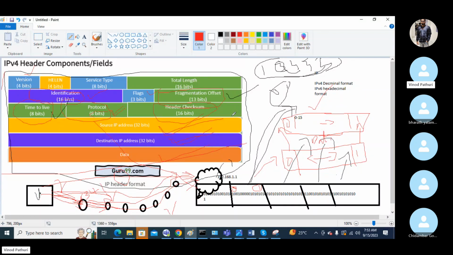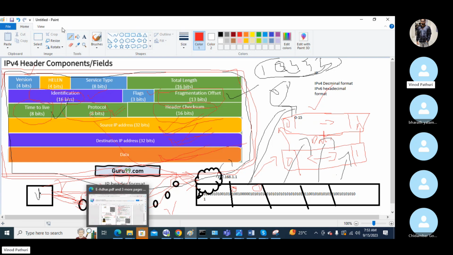And the last one is the header checksum. By considering that header checksum, it will verify the packet and see if there are any errors in the packet or not. And apart from that, you will have your source address, destination address and data in your IPv4 header. This is what they will ask you in an interview. Let me show you this IPv4 header. I'll show you that later.